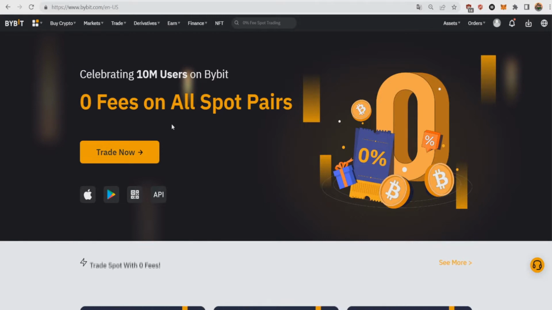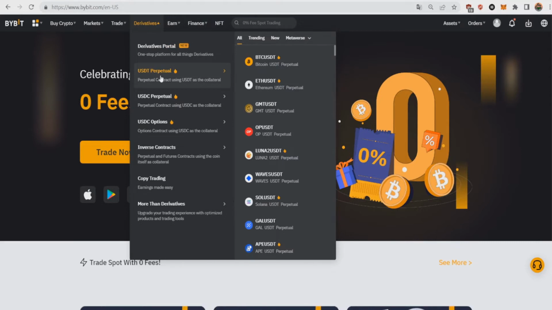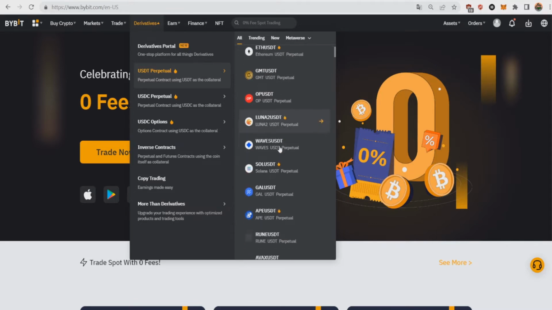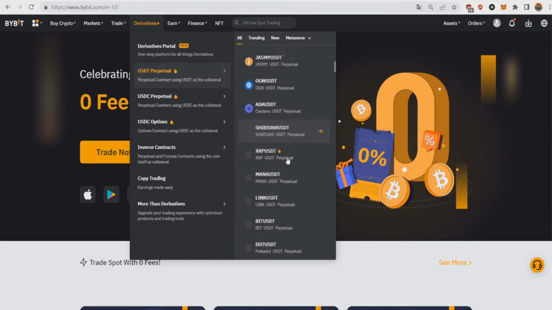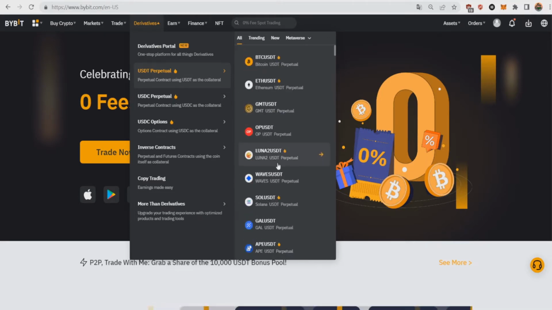But other than that, let's start this video off with how to leverage trade on Bybit. So the first thing you do from the homepage, you go to derivatives, then you go to USDT perpetual, and you can see all the pairs you can leverage trade with. So we got Bitcoin, Ethereum, Luna, ApeCoin, AVAX, so we got so many pairs guys, and this is what makes the Bybit exchange such a nice exchange to start leverage trading.